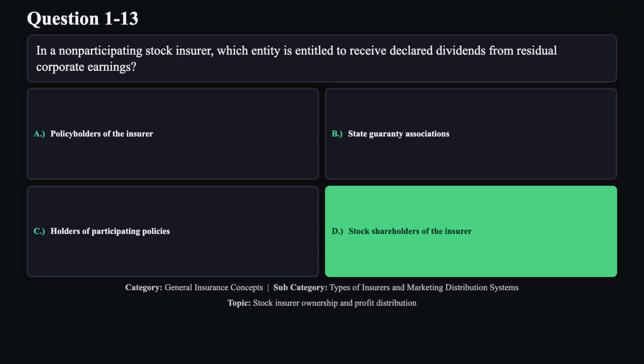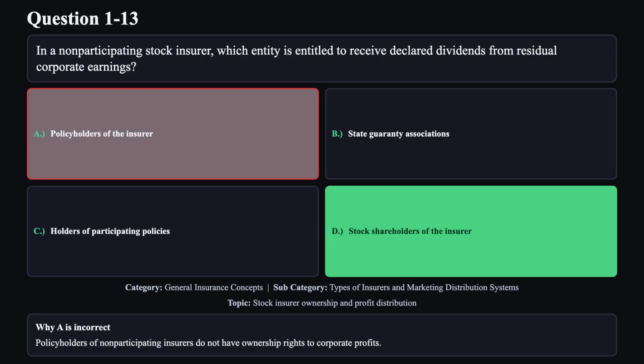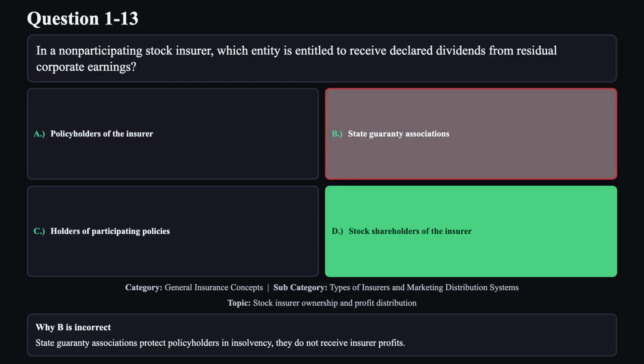The correct answer is D. This option is correct because stockholders hold equity in non-participating insurers and receive dividends from corporate profits when declared. Reason A is not correct. Policyholders of non-participating insurers do not have ownership rights to corporate profits. Reason B is not correct.